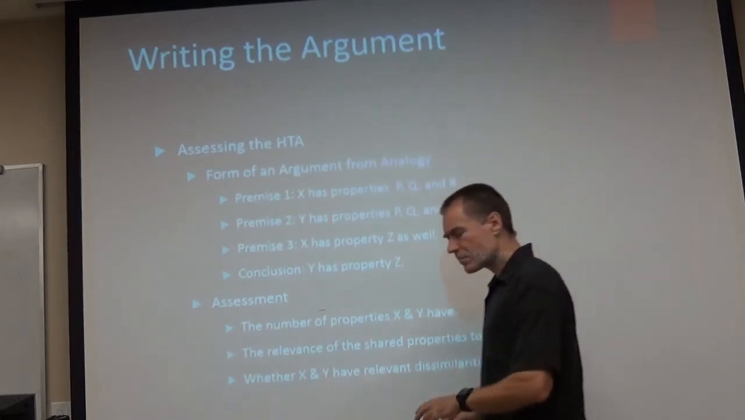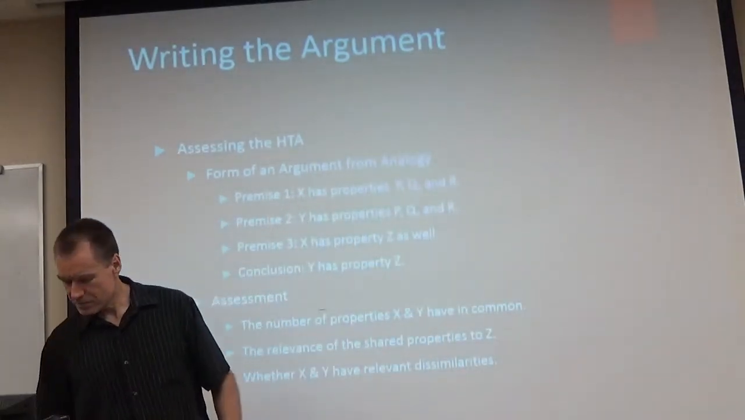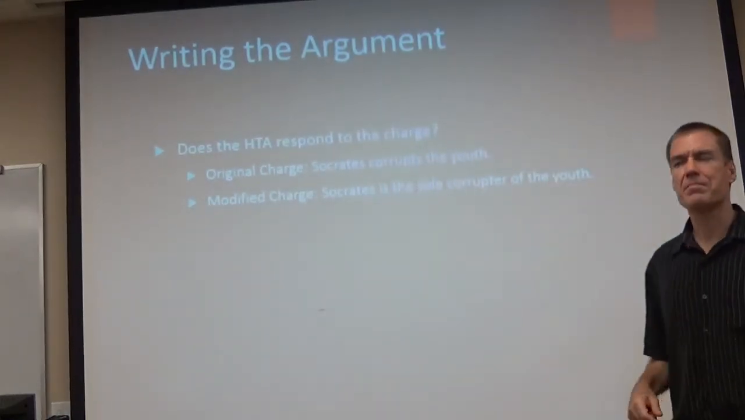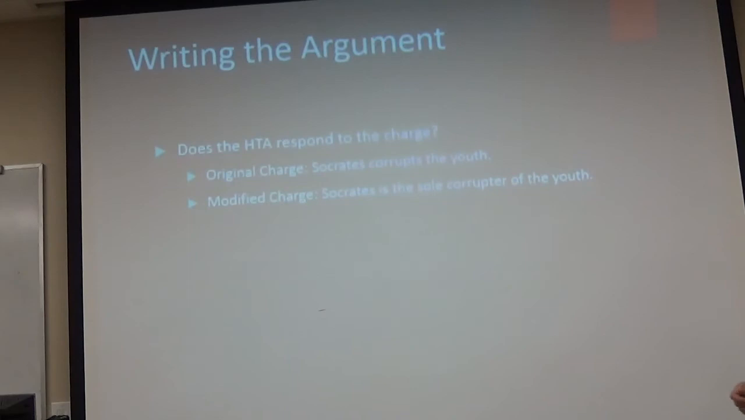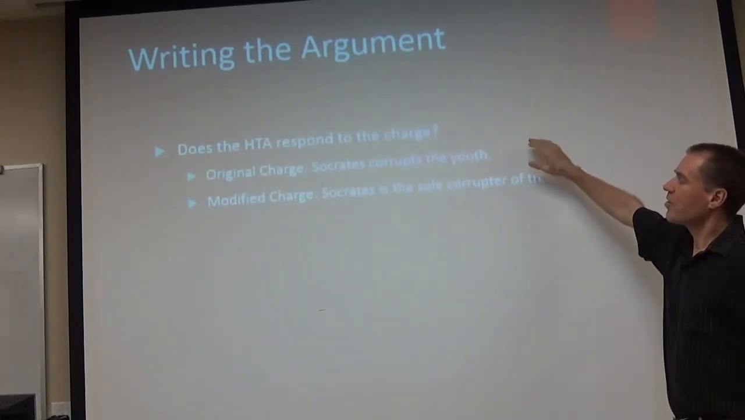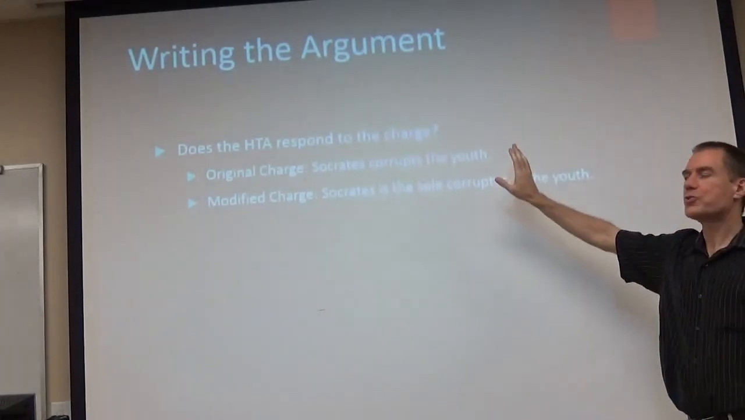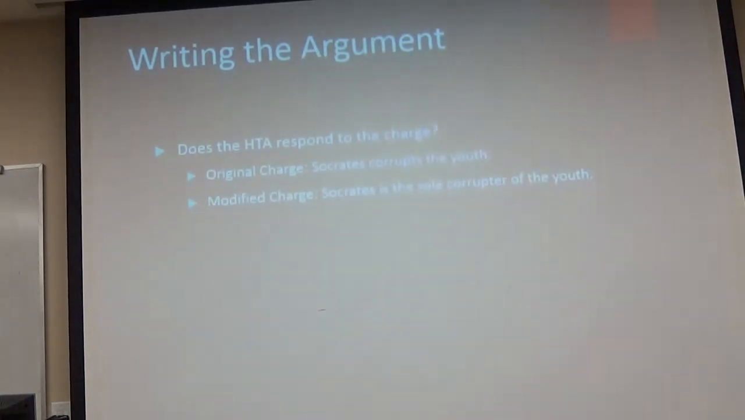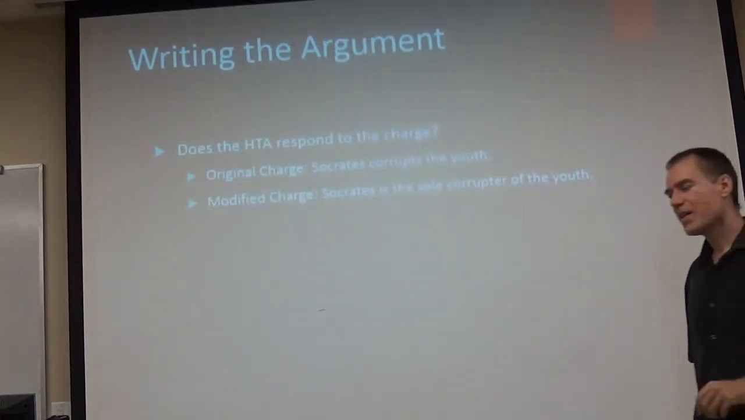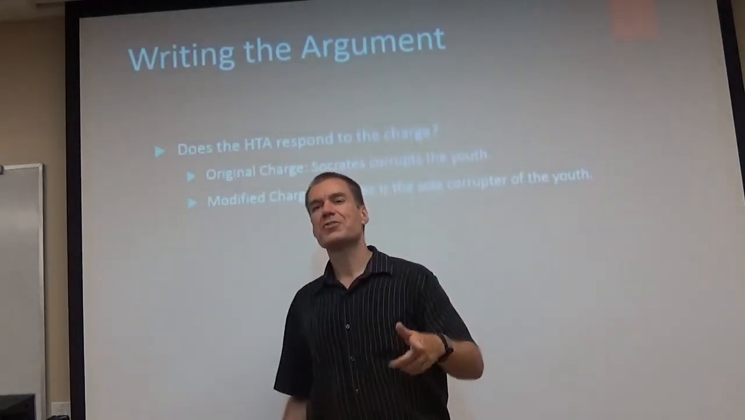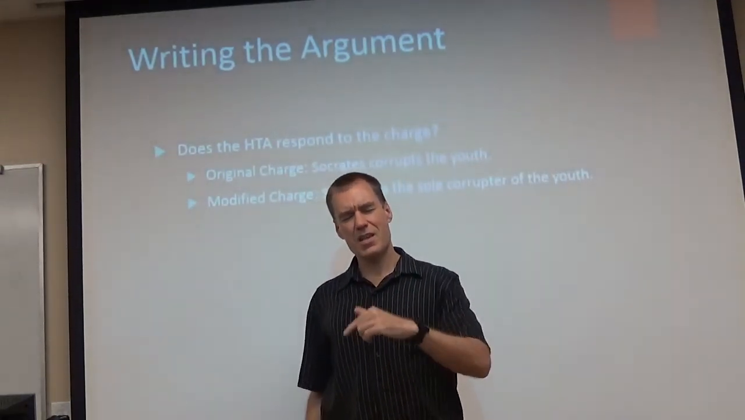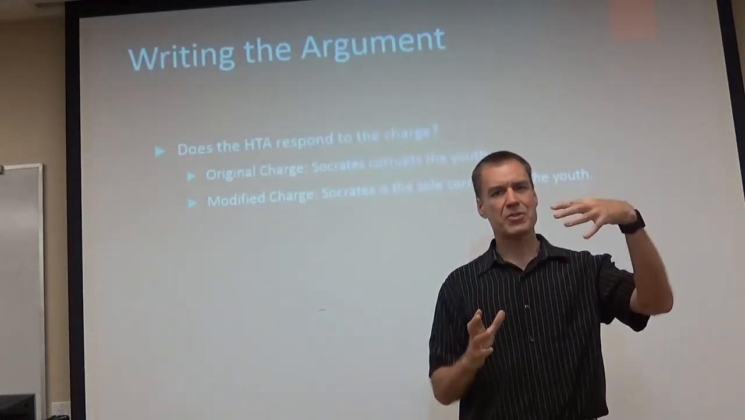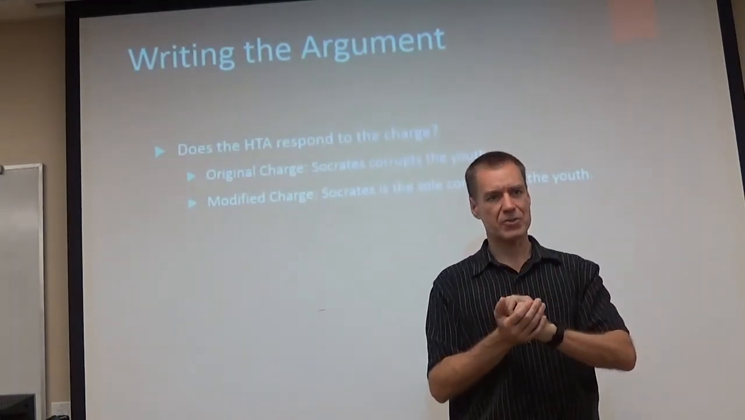Now, once you've assessed the argument, the last thing to do, we'll close with this and pick up the remainder on Monday, is to address: does it respond to the charge? Now the first charge is that he's a corrupter. And here's the easy answer. If the horse trader analogy succeeds, it shows that there are many corruptors and one or few benefactors.